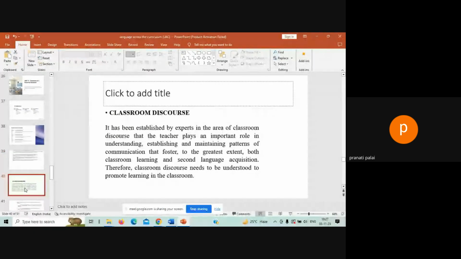Next is classroom discourse. It has been established by experts in the area of classroom discourse that the teacher plays an important role in understanding, establishing, and maintaining patterns of communication that foster to the greatest extent both classroom learning and second language acquisition. Therefore, classroom discourse needs to be understood to promote learning in the classroom.